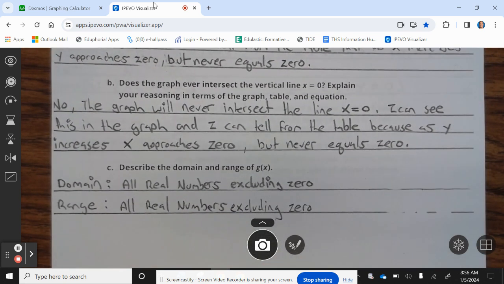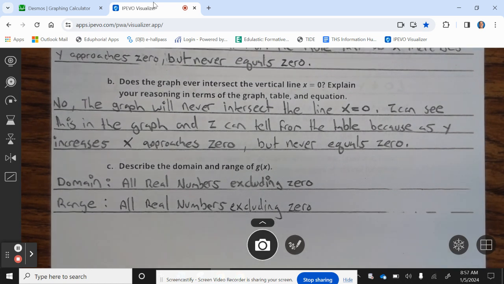B. Does the graph ever intersect the vertical line x equals 0? Explain your reasoning in terms of the graph, table, and equation. No, the graph will never intersect the line x equals 0. I can see this in the graph, and I can tell from the table because as y increases, x approaches 0, but never equals 0. C. Describe the domain and range of g of x. Domain is all real numbers excluding 0. Range is all real numbers excluding 0. All right, let's take a look at the next page.